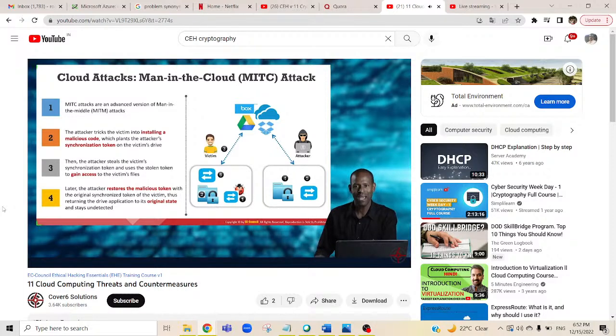In this case, it's man in the cloud. It's a type of man in the middle attack. And so what's going to happen is we're going to start with the attacker tricking their target into installing malicious code.